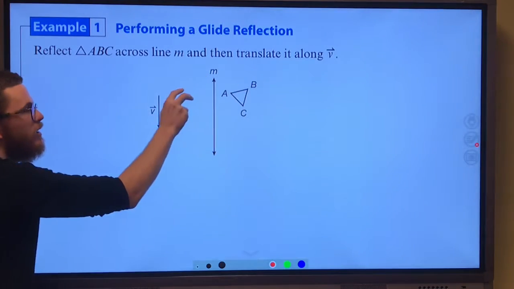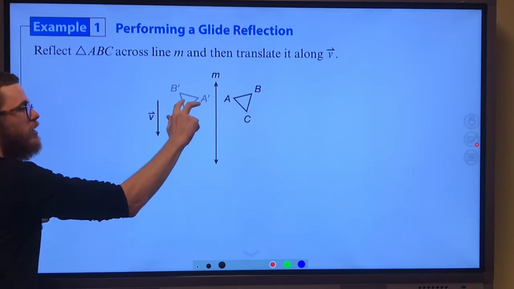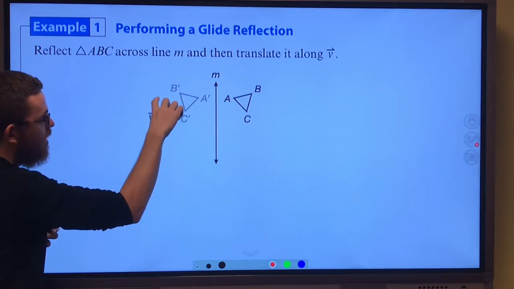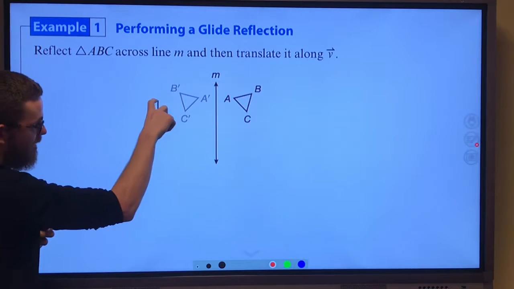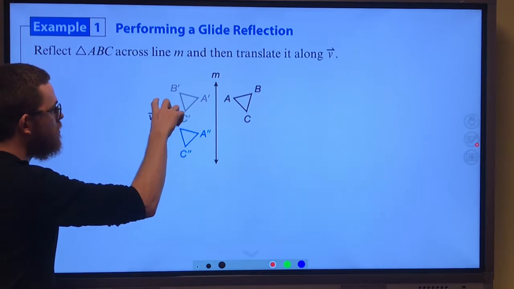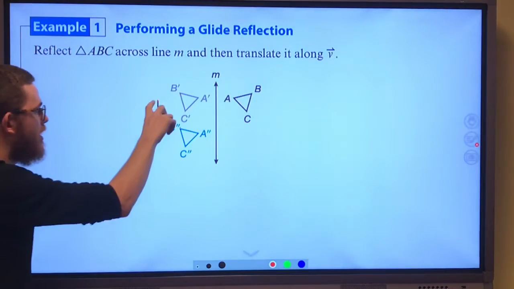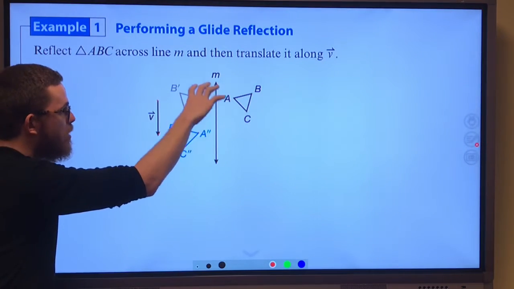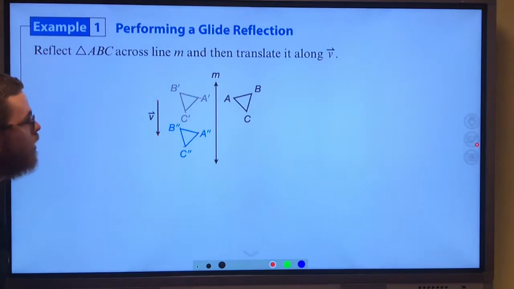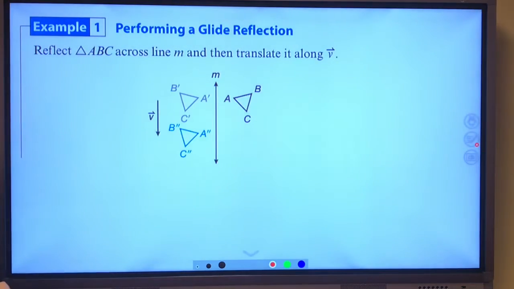First, we're going to reflect it across line M, like so. So we reflected across line M, reflected it, and then we want to translate it that distance in that direction. And so we do that distance from B to B prime, right there. That distance from A prime to A double prime. That distance from C prime to C double prime. It was reflected, and then we translated along that vector.